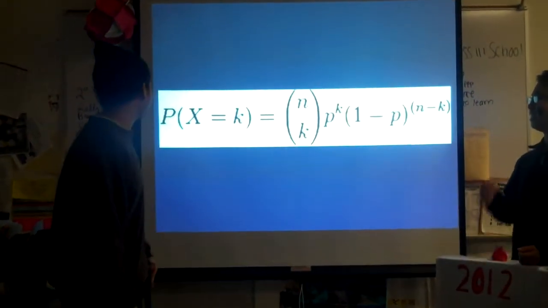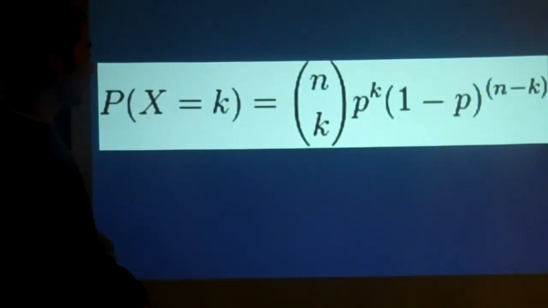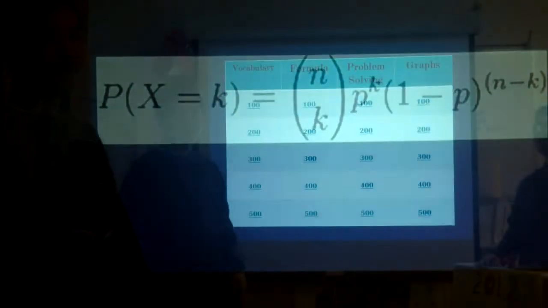The right answer is probability X equals k equals n choose k, p to the k power, times 1 minus p to the power of n minus k.